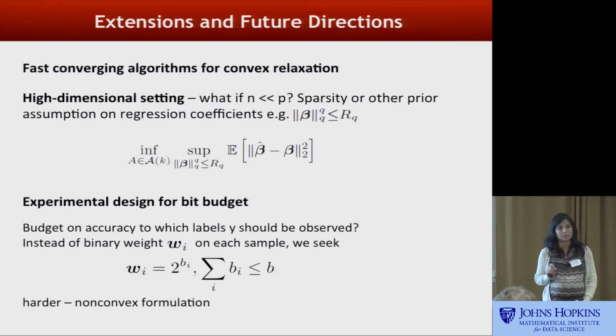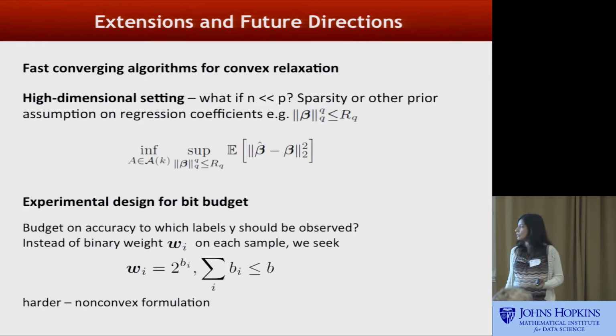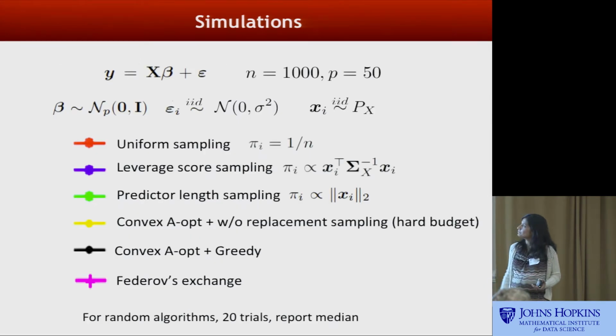Another related thing that my collaborators came up with is that sometimes you don't care about whether you can measure something or not, but how accurately you can measure it. You could have a bit budget constraint on your labels. If my labels are coming from sensors, maybe I need to allocate different bits to different sensors on how accurately they measure something. In that case, it turns out even if you write out what we just did, it leads to a non-convex program. So it is a much more challenging problem that I'm happy to discuss offline.